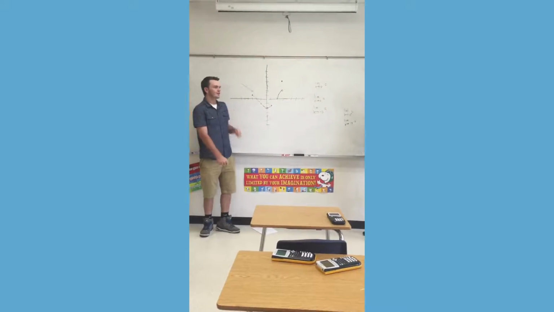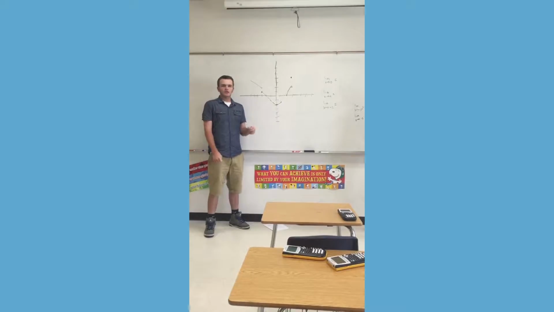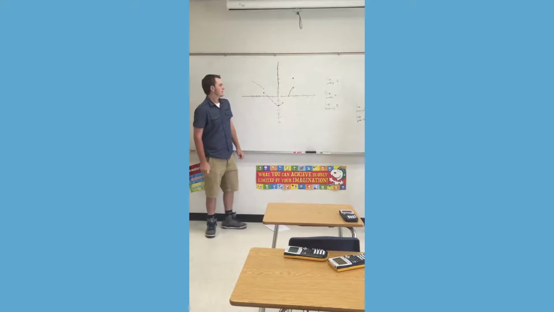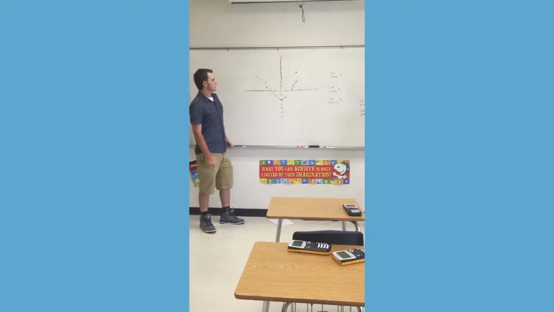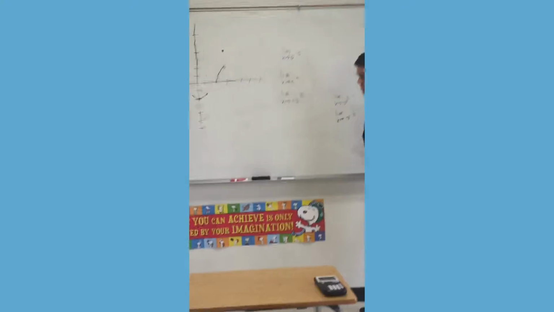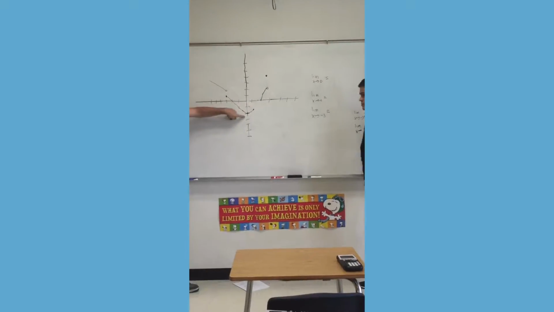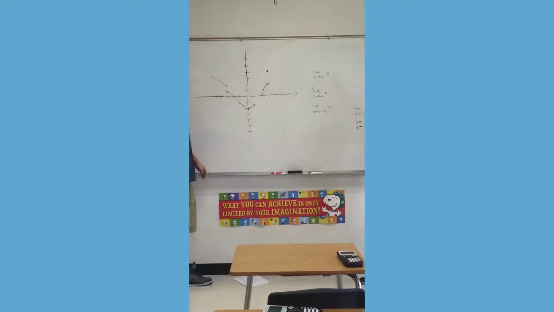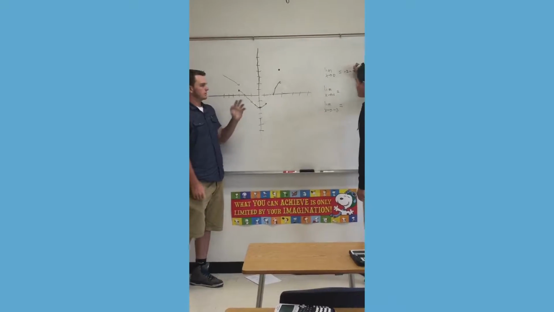Alright, so a limit in short terms is: as x approaches a number, what does the y value equal? A good example would be the limit as x approaches 0. As x approaches 0, it equals -2 coming from this side and also coming from this side. So the limit as x approaches 0 equals -2.